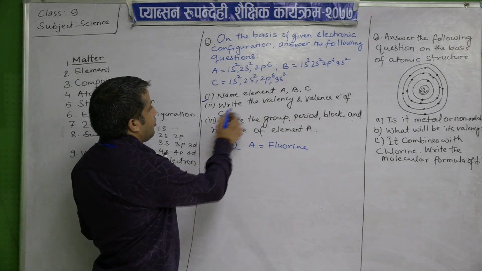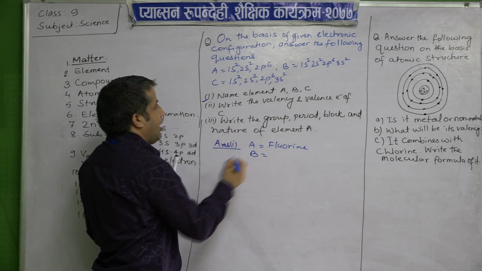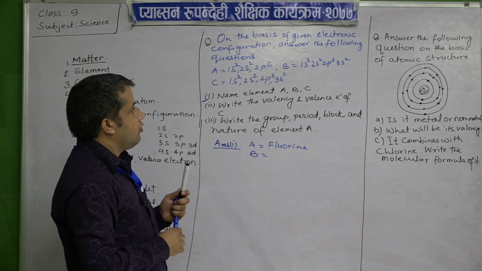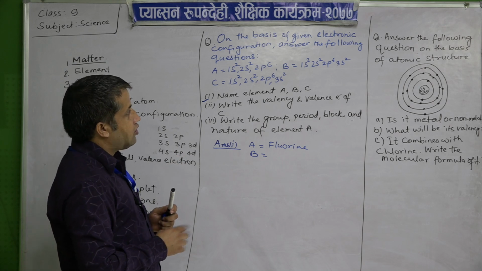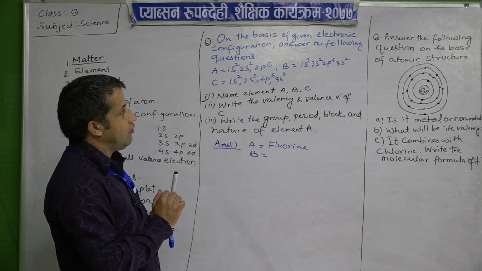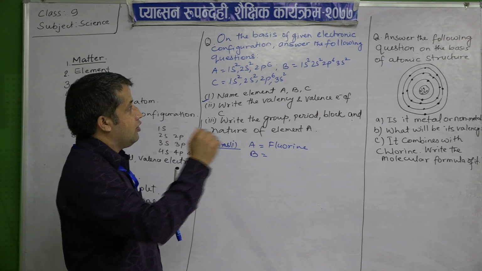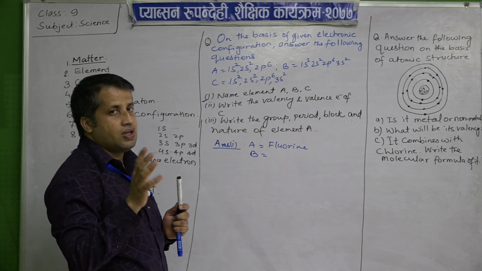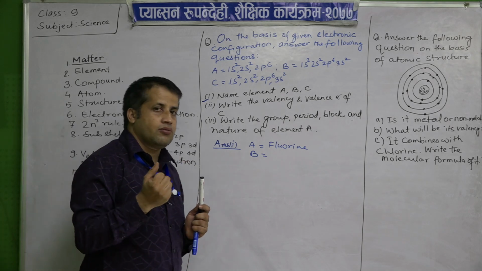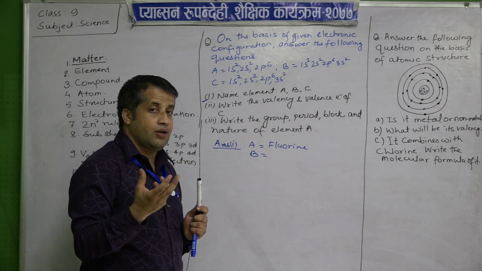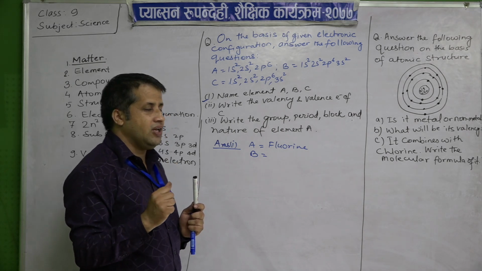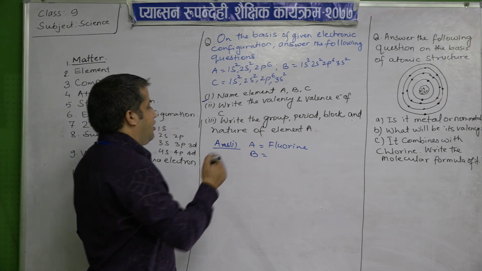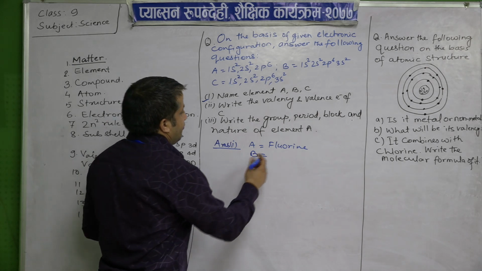Now about B, similarly count all the electrons present in its electronic configuration. So what do we get? 2 plus 2 is 4, plus 6, plus 2, that is altogether 12. Which element has atomic number 12? Yes, magnesium. So you will write magnesium.